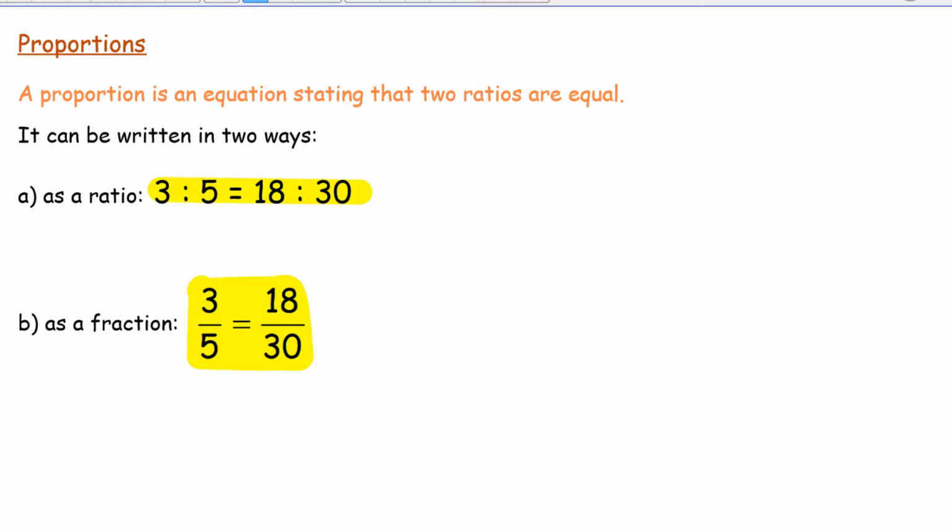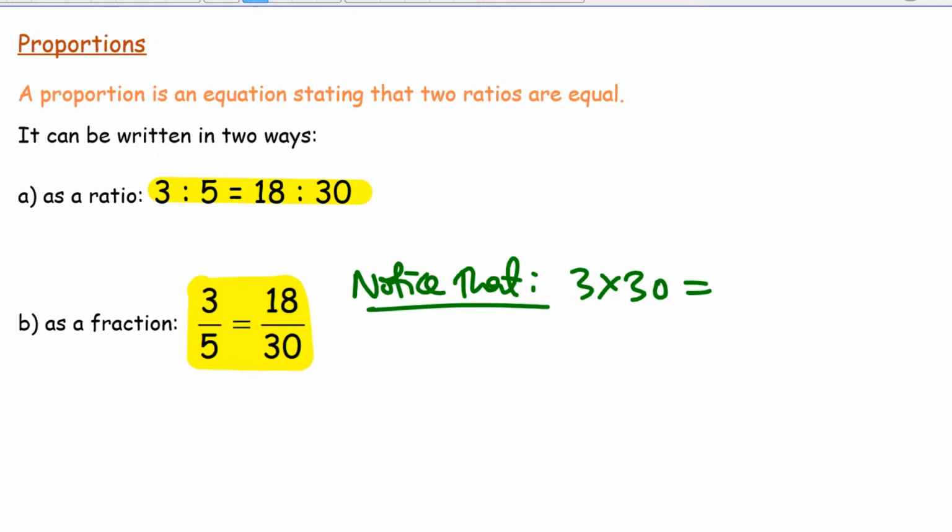Now I want you to just pay attention to something here. If you notice, and I'll focus on this fraction, notice that 3 times 30 is equal to 5 multiplied by 18. If I multiply this by that and that by that, that's what's called cross multiplying. If I multiply 3 by 30 and 5 by 18, we notice that this will be equal to 900, and that will be equal to 900 as well.